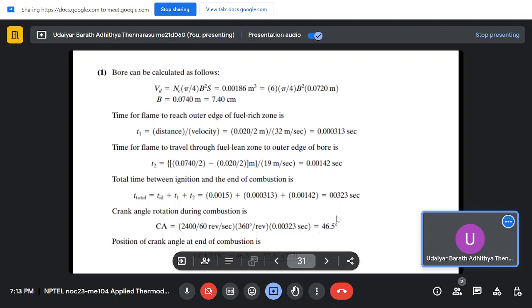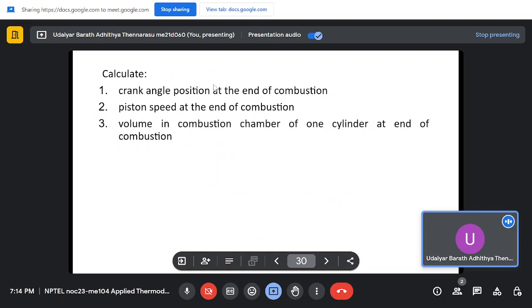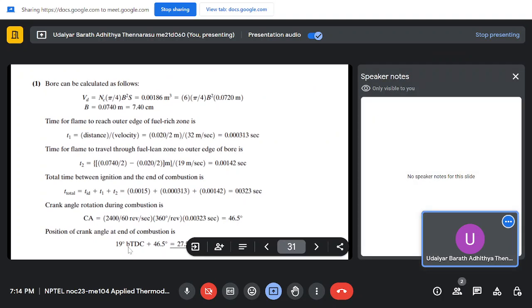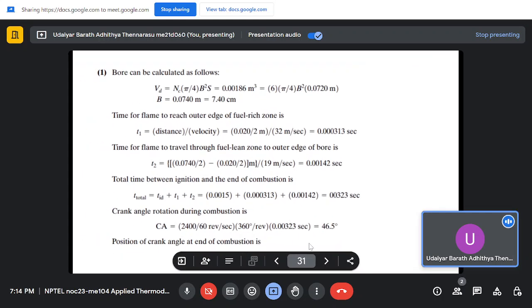So the crank angle position at the end of combustion: we know the spark is ignited at 19 degrees before TDC. So 46.5 minus 19 gives 27.5 degrees. So combustion ends 27.5 degrees after TDC. At that position it will be 27.5 degrees after TDC.